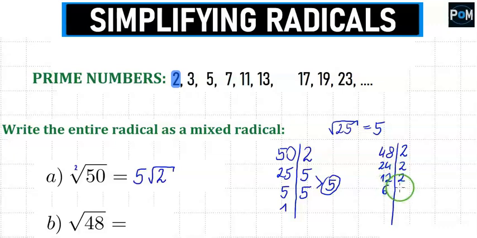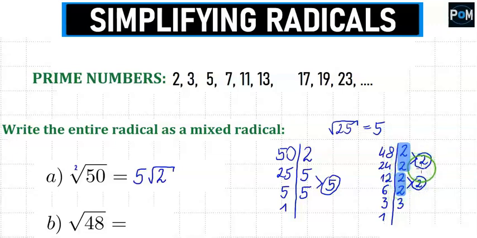6 divides by 2 as well, making 3. 3 only divides by 3, resulting in 1. And that's the end of this prime factorization. Now we look for pairs. We have pairs here. These two 2's make a pair, and these two 2's make another pair. From this pair, a new 2 is formed, and from that pair, another new 2 is formed.